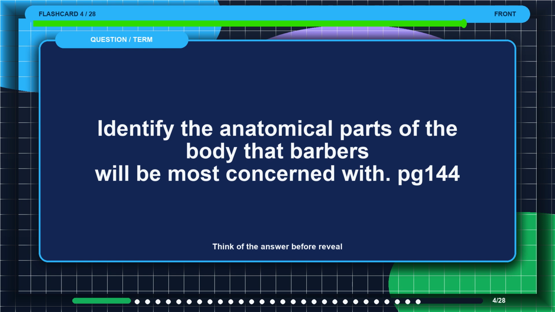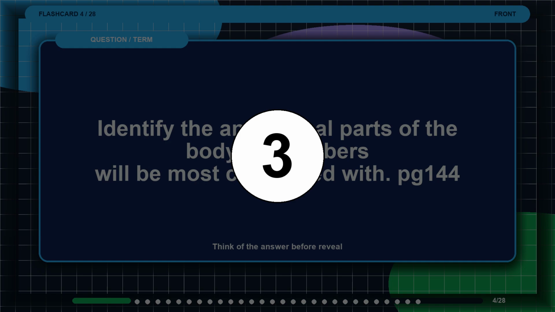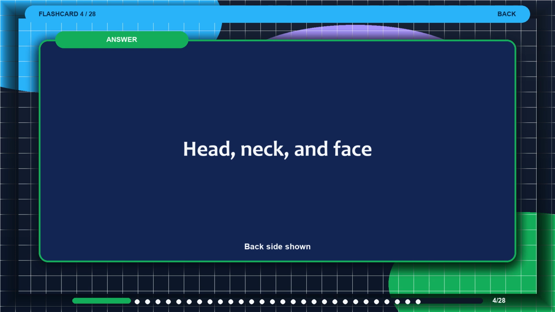Flashcard 4. Identify the anatomical parts of the body that barbers will be most concerned with. PG 144. Pause and think of the answer before the reveal. The answer is head, neck, and face.